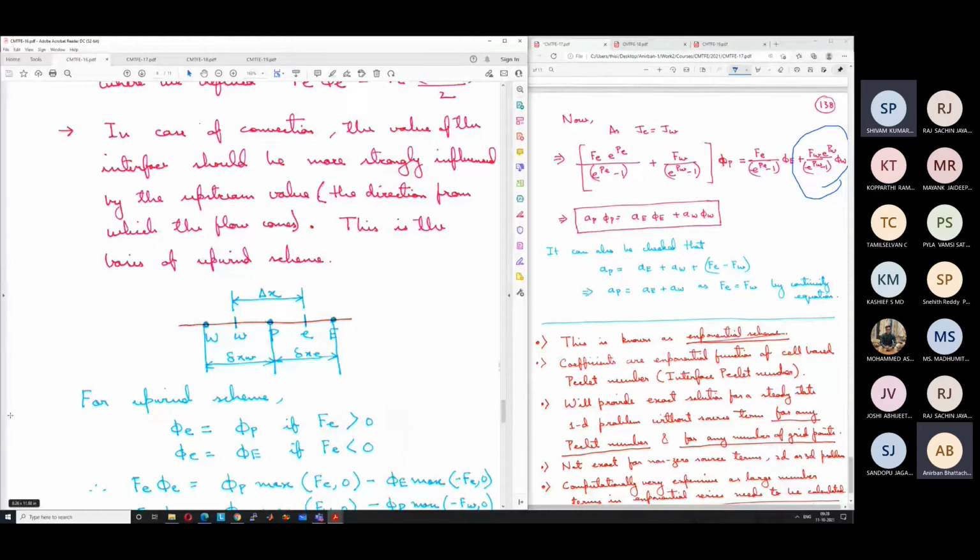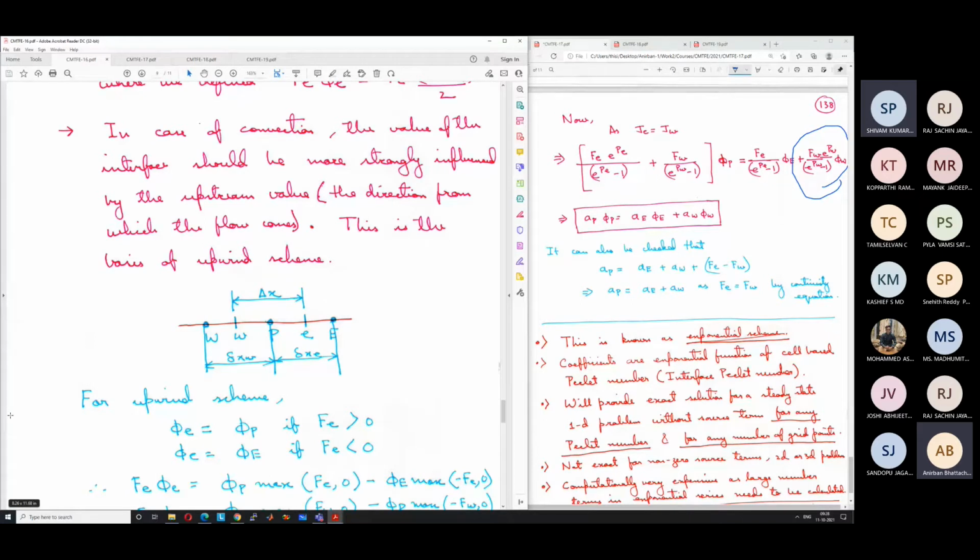And if flow is coming from the right-hand side, so if the Peclet number is a very large negative value, then AE should be a very large value, right? AE should have a strong influence. If the Peclet number is very large positive, AE should be zero. And AE should be around equal to AW, meaning around equal contribution, if the Peclet number is very near to zero, right?